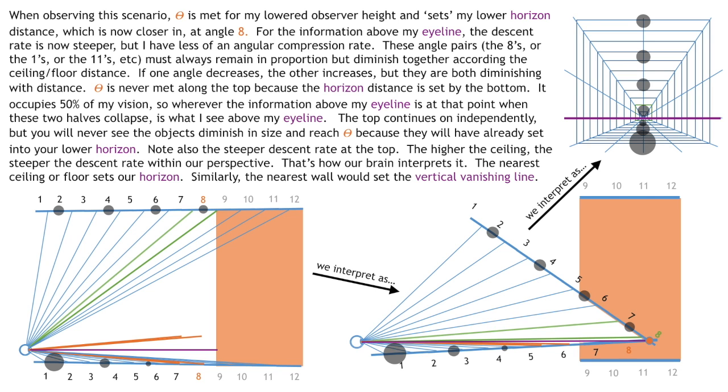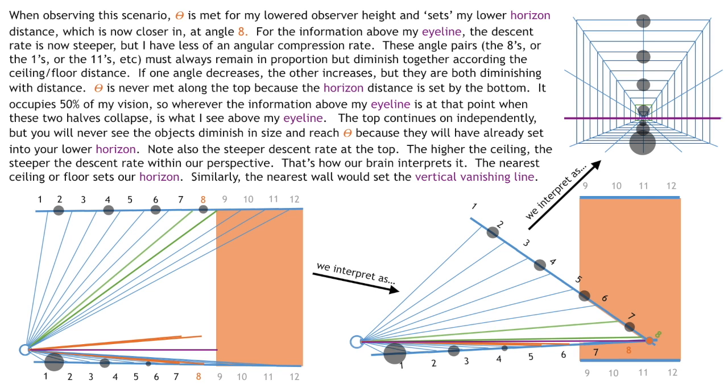These angle pairs, the 8s or the 1s or the 11s, must always remain in proportion, but diminish together according to the ceiling or floor distance. If one angle decreases, the other increases, but they are both diminishing with distance. Theta is never met along the top, again, because the horizon distance is set by the bottom. It occupies 50% of my vision, so wherever the information above my eyeline is at that point, when these two halves collapse, is what I see above my eyeline in my perspective.